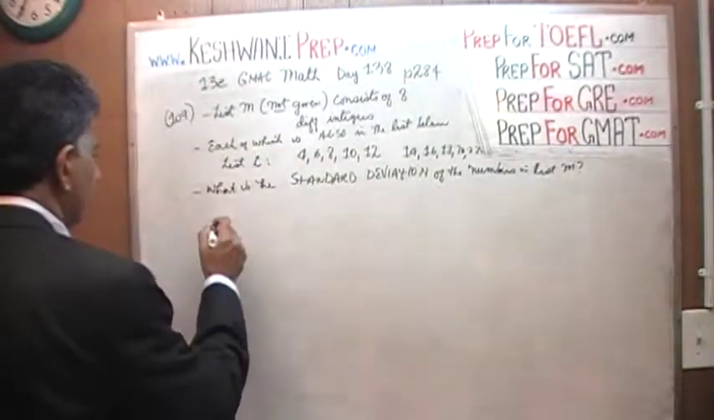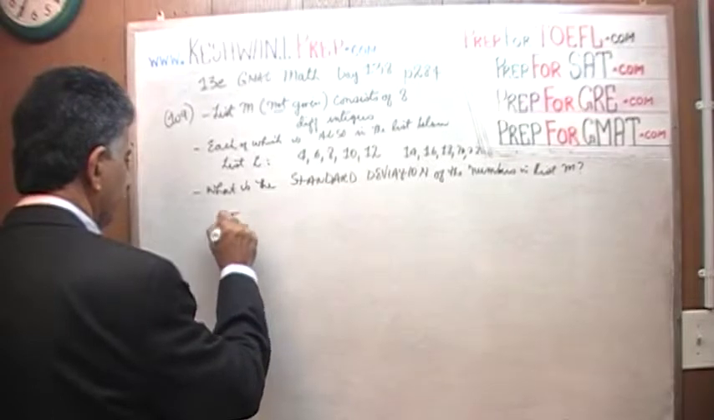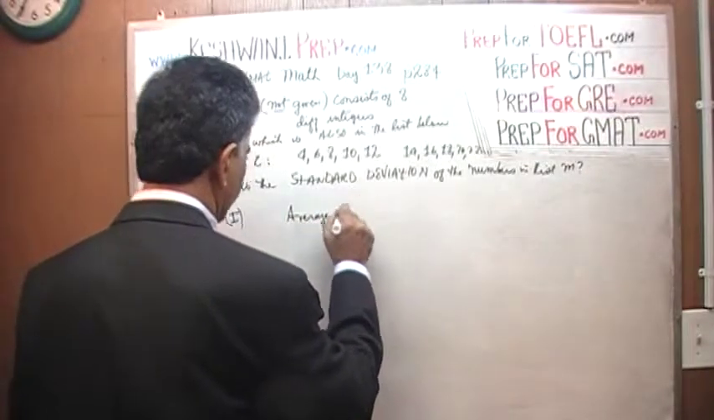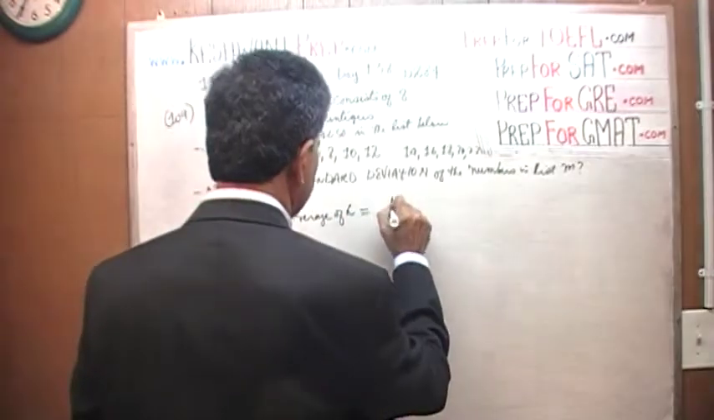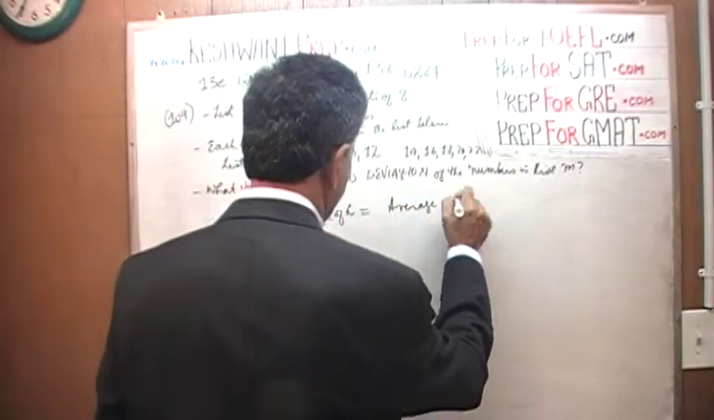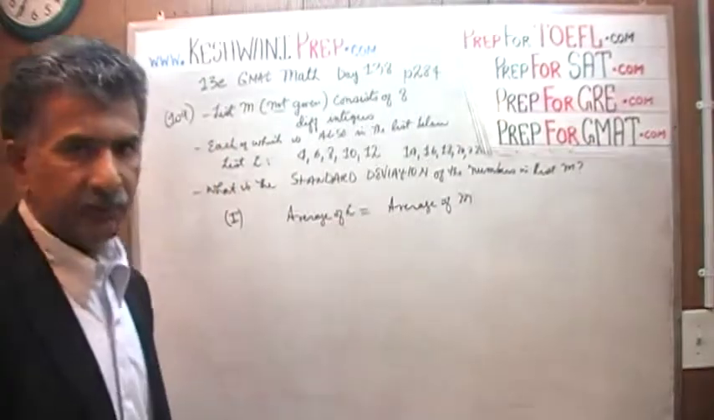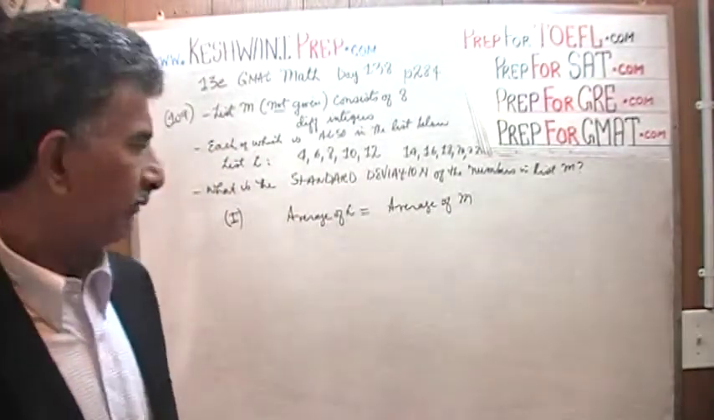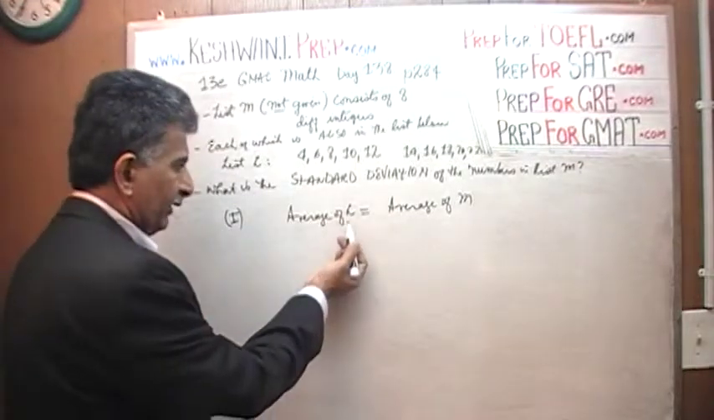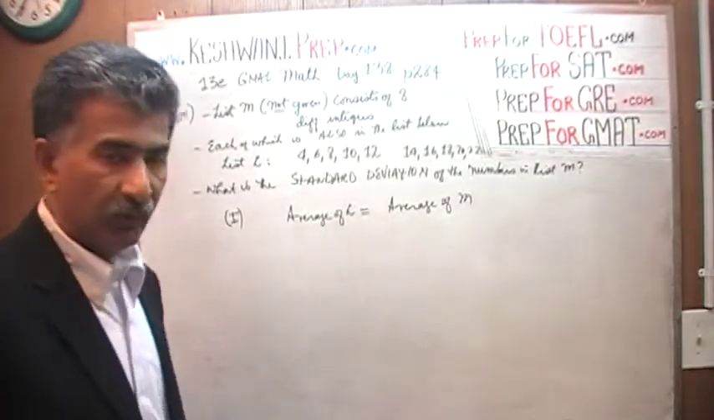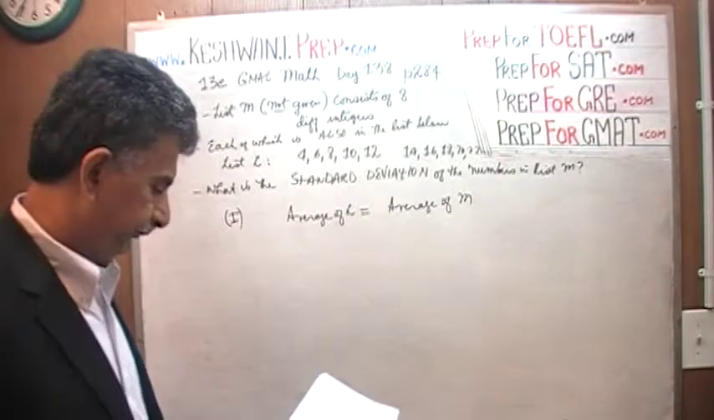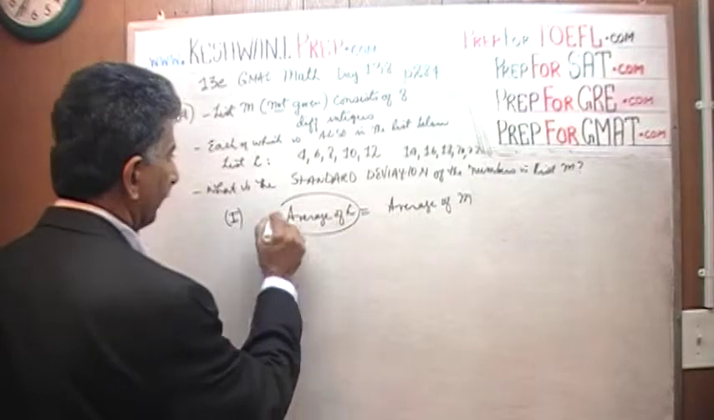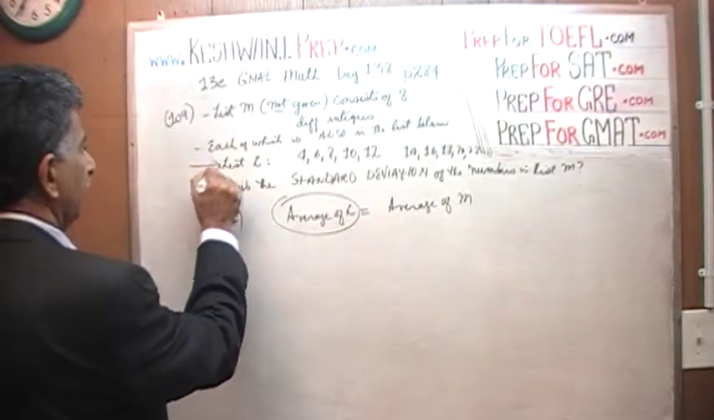In the first statement, they tell us that the average of L equals the average of M. When I say average of M, I mean the average of numbers that appear in list M. I don't want to write all of that out. So the average of all the numbers that appear in list L equals the average of all the numbers that appear in list M. What does that tell us? Let's find out what the average of L is, which is given to us right here, the list L.